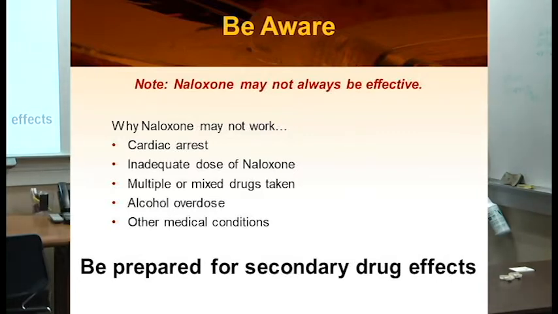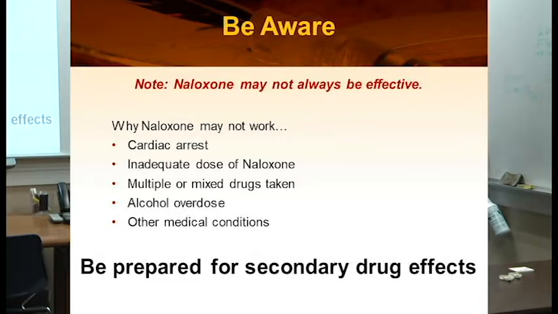Inadequate dose of NarCan. So I only had 1 dose, and he probably required 2 or 3. Okay. Again, you're looking for improvement. You're not necessarily looking for a walking, talking patient, but you're looking for, I want them improved more than they were a couple minutes ago.